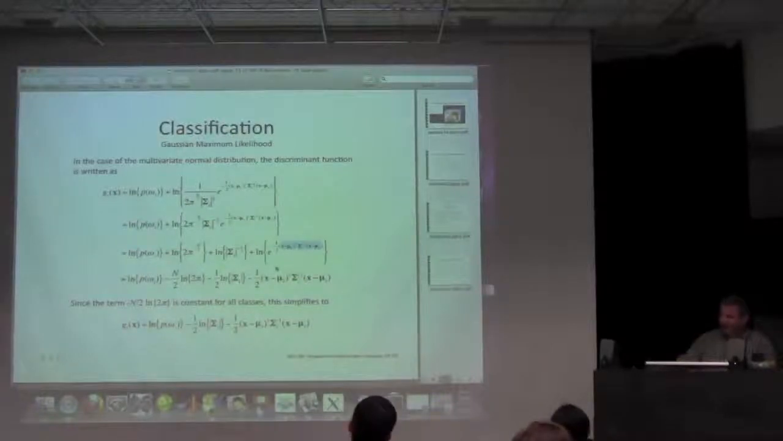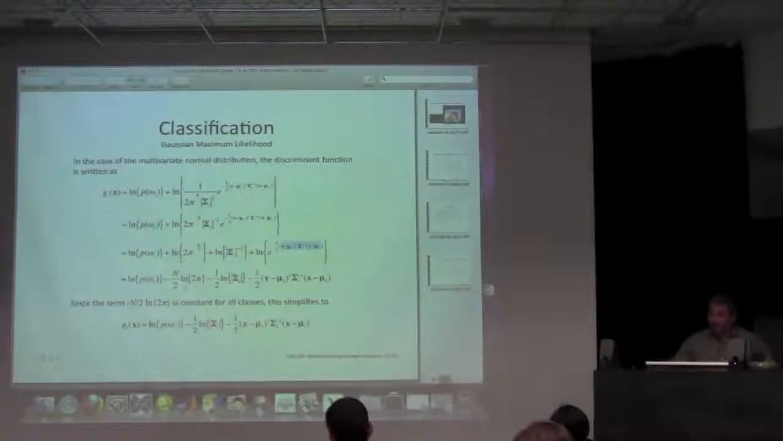Mahalanobis distance. All right. So now, here's why we did the natural log. The natural log gets rid of that e. So I wind up with this term. I have the natural log of the prior probability, the natural log of 2 pi. I can bring the n over 2 and the minus sign out front from the exponent. I can do the same with the minus 1/2 here, and I have the natural log of the determinant of the covariance matrix, and then I subtract from that the Mahalanobis distance.